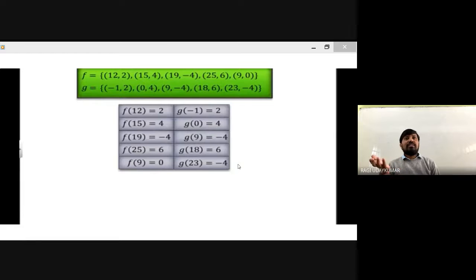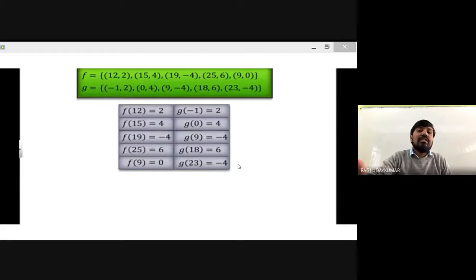Then the types of functions: whenever we consider, there are one-one function, onto function and bijection. A one-one function is called an injection, an onto function is called a surjection, and if a function is both one-one and onto, it is called a bijection. So we are now learning the one-one function.